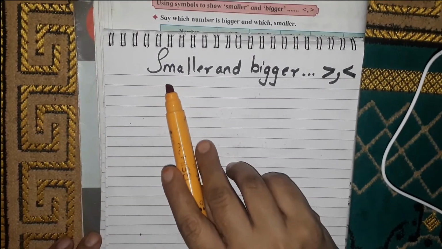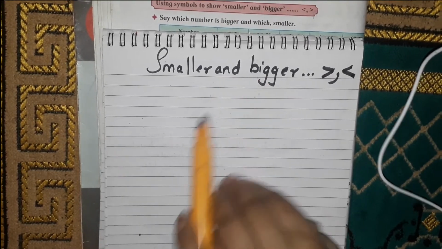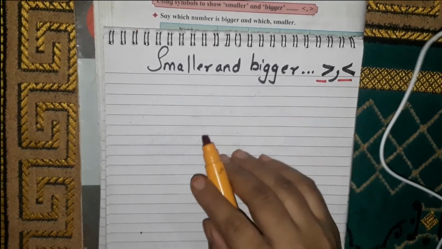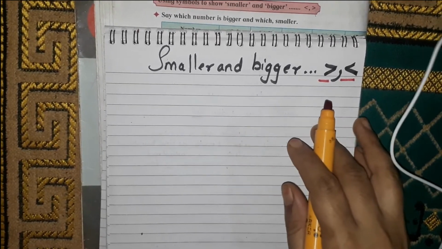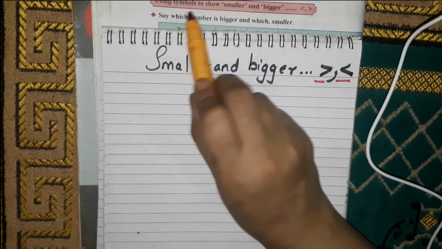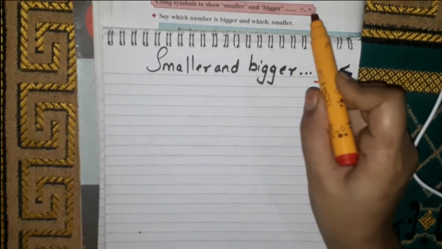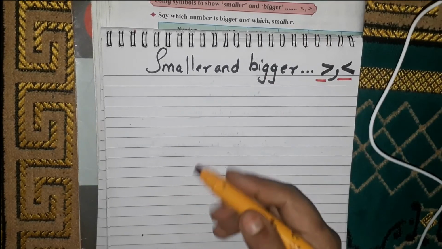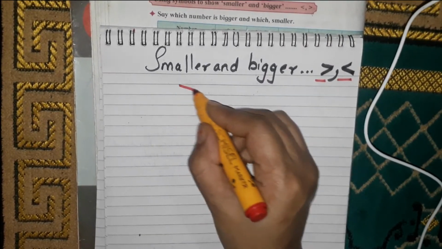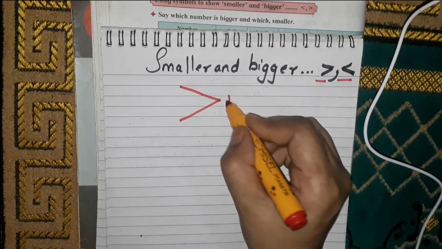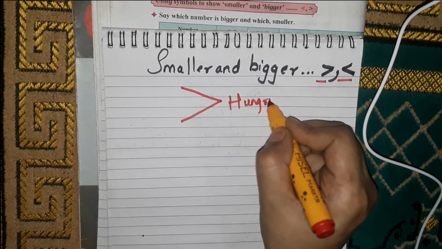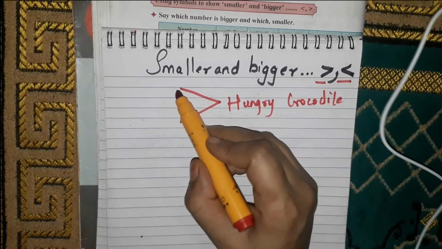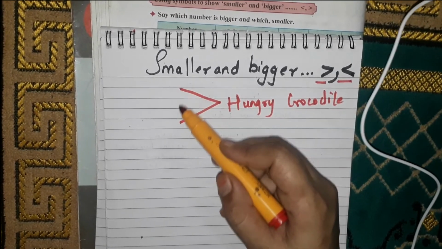Now we will see the smaller and bigger number. We will denote it by this sign. Let's see how. You must have seen this earlier, but I will explain in more detail for 3 digits using symbols to show smaller and bigger numbers. This is the symbol for smaller and this is the symbol for greater. See how. This is the mouth of a hungry crocodile. He is a hungry crocodile. See, his mouth is so big.